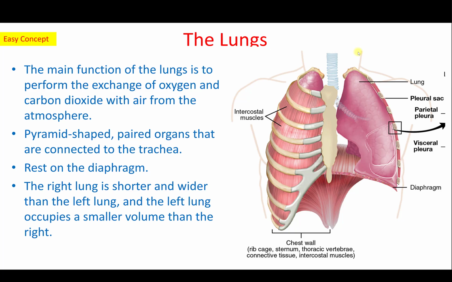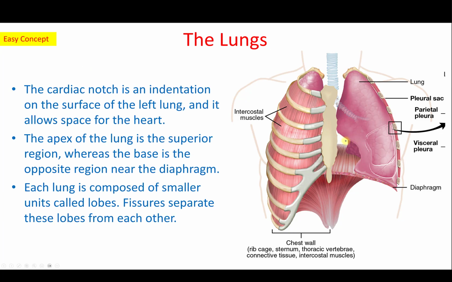Let's talk about the lungs. The lungs, as we know, are the main organs of the respiratory system because inside them we have the alveoli for gas exchange. We have two lungs, left and right. The left lung is smaller than the right lung because the heart leans a little toward the left, and therefore it takes some space out of it.